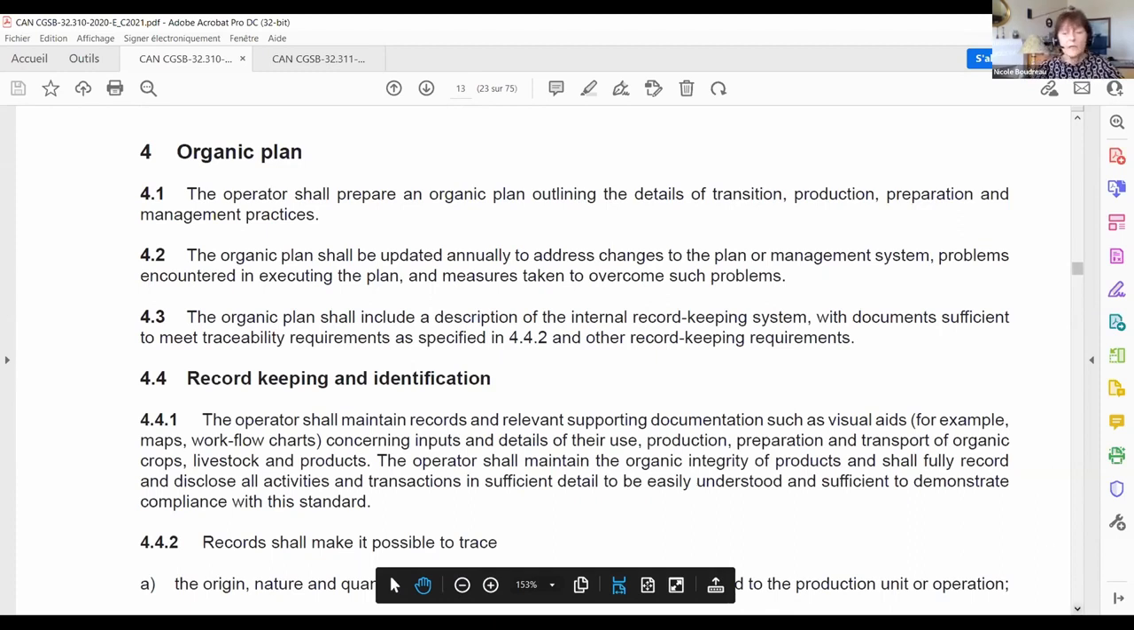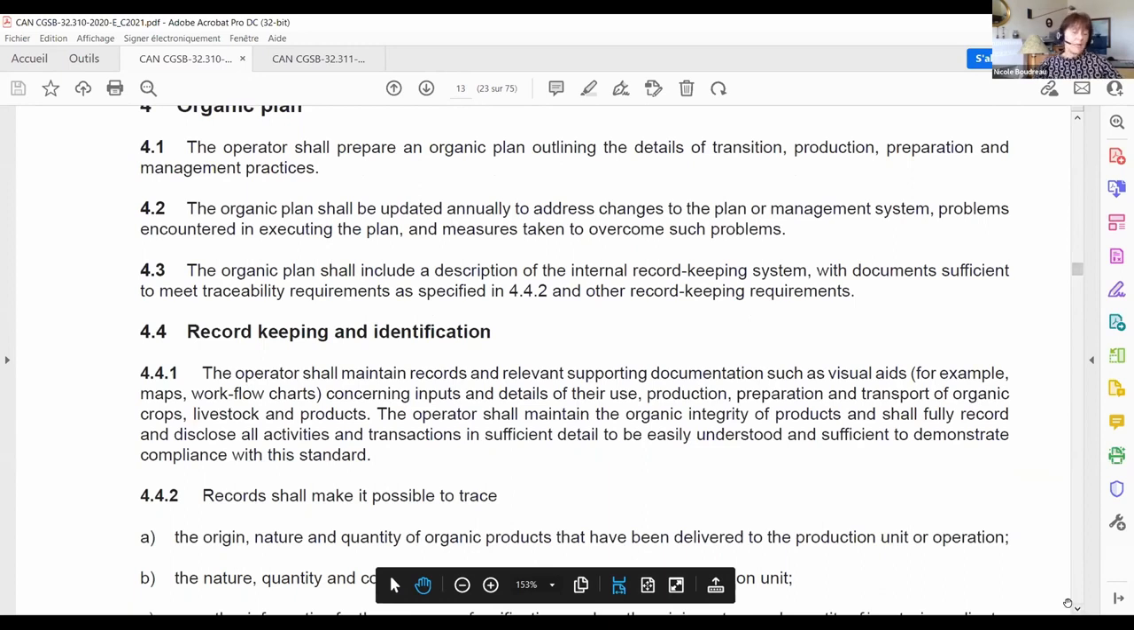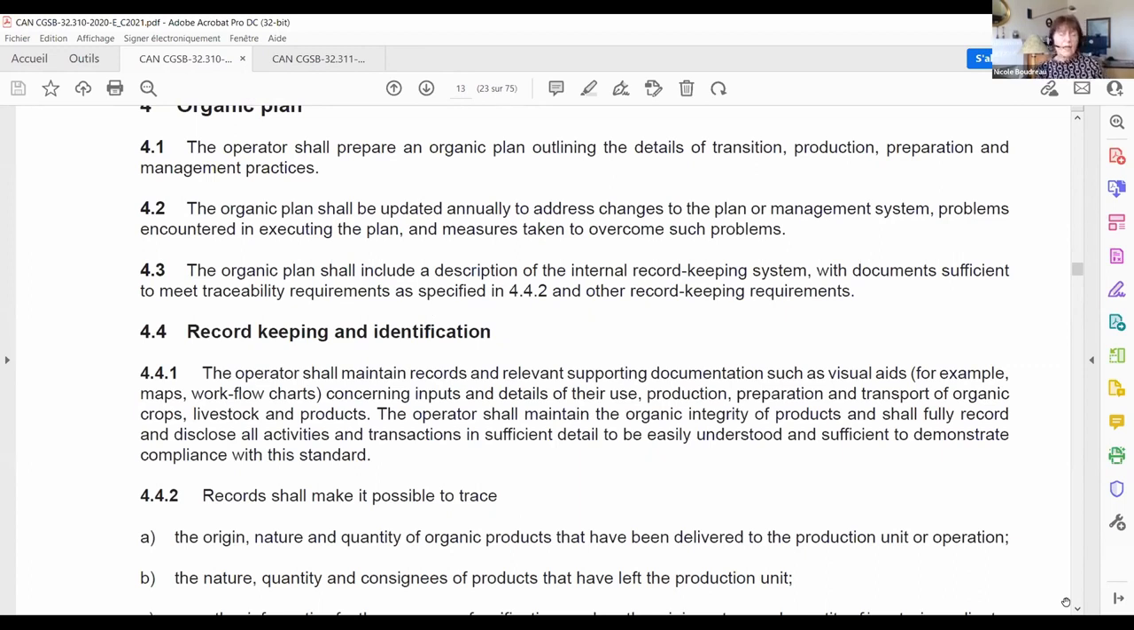And also, you will see that record keeping and identification is extremely important, because your verification officer will visit you every year. And sometimes there can also be unexpected visits. So record keeping is key. We know that organic farmers sometimes say, oh, record keeping, it takes time.